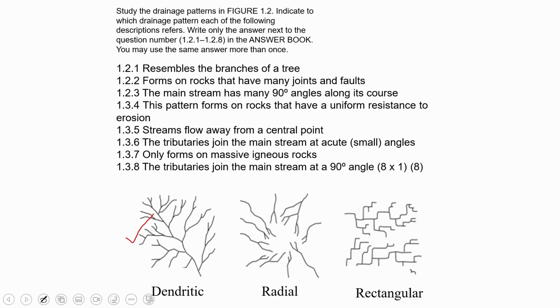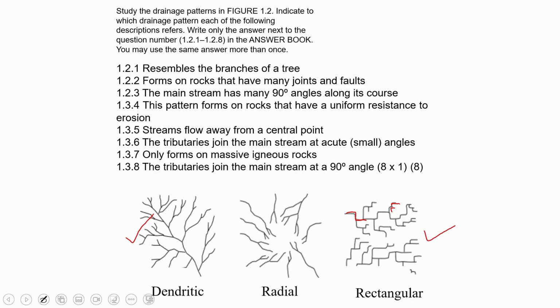Forms on rocks that have got many joints and faults. Remember I said many joints, faulted landscape, fault plane? And there we have the rectangular pattern. Remember the angles, plus minus 90 degrees, bend on the tributary, and the tributary joining the mainstream, and the mainstream bending as well. Now you can see many bends here. Look at that. And look at the tributaries. So those angles are very clearly articulated there.